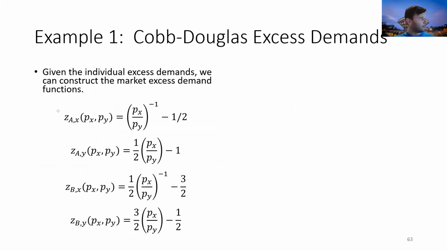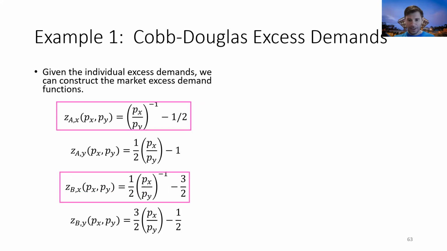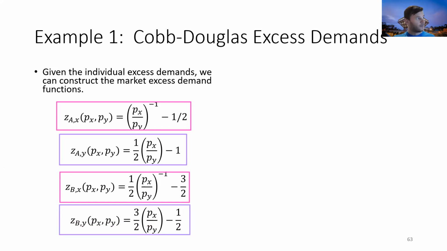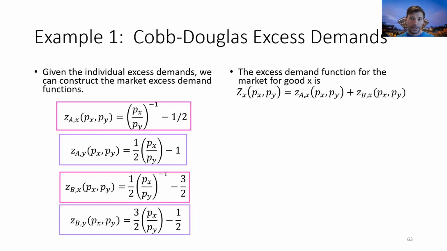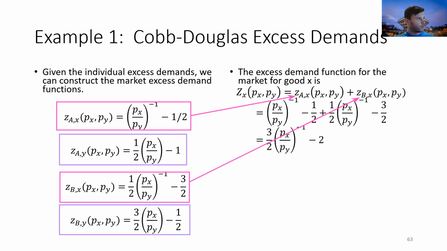Okay, so we're going to add up the excess demand for X for individuals A and B. And then we're going to go ahead and add up the excess demand functions for good Y for individuals A and B. Okay, and if we do that for good X, and we're fairly careful about what we're doing, this one goes here. And here's what we wind up with.